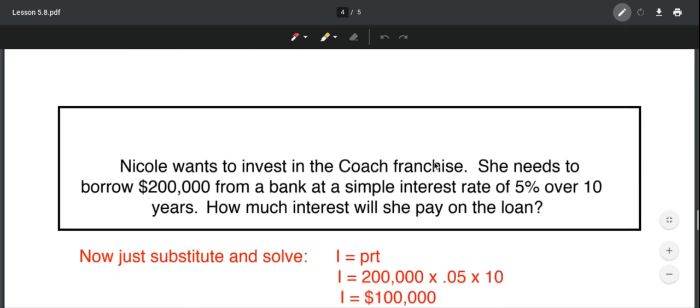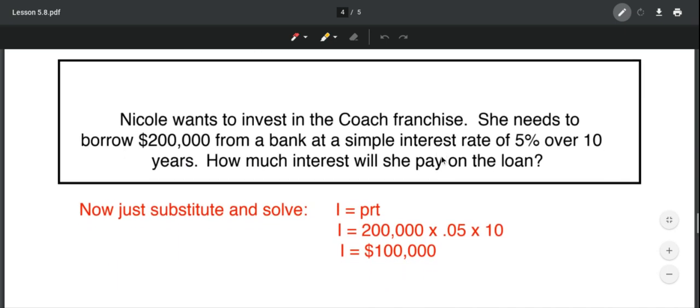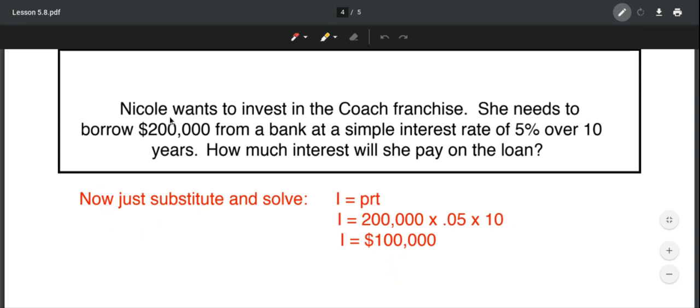So let us take a look at this particular example and solution. Nicole wants to invest in the Coach franchise. She needs to borrow $200,000 from a bank at a simple interest rate of 5% over 10 years. How much interest will she pay on the loan?